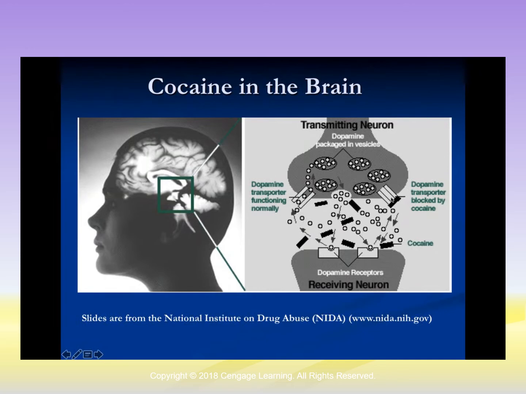Normal versus abnormal. Okay, so then what eventually happens is the body's used to having it recycled. It's all stuck in here because it's been blocked by the cocaine. So we feel really, really good, and then we crash because it's not being moderated back in.